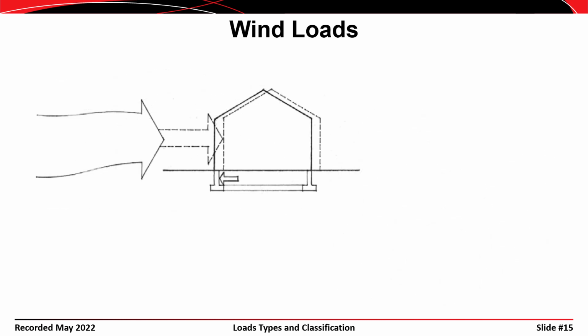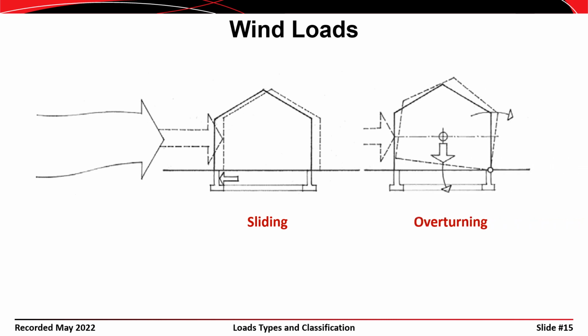When you look at the action of lateral loads on buildings, this is showing wind load, but it's also true for other lateral loads. There are a couple of different actions that are created. So the wind blowing against the side of the building could create the tendency for the building to slide, or it could create the tendency for the building to overturn. And we have to guard against both of those different actions.